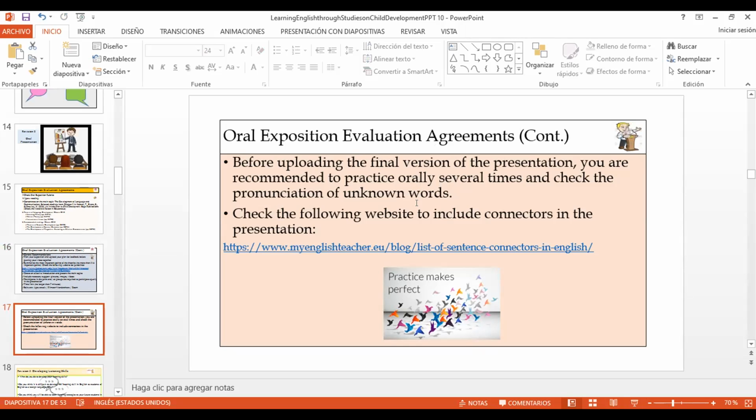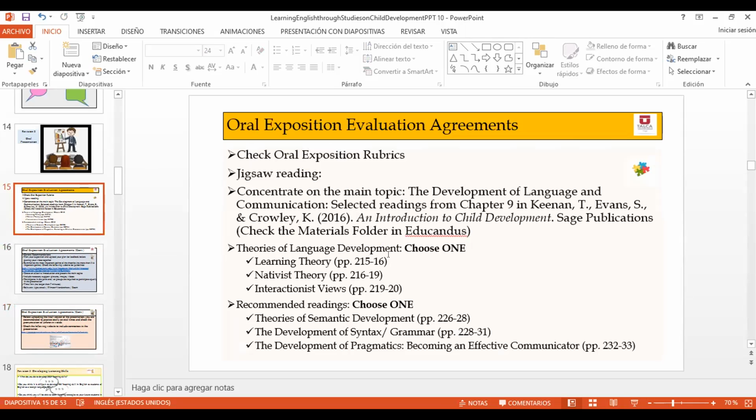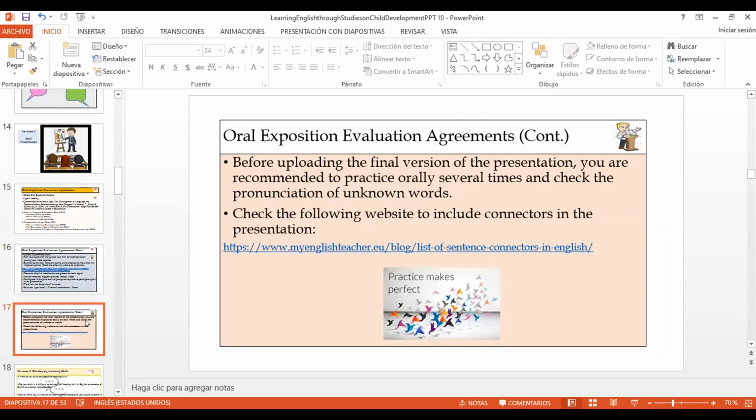Moreover, I would really recommend that for next Monday, the 16th, you already have the pages read. They are not very many. The readings are really short, so that you can explain a little bit orally and you start this practice.